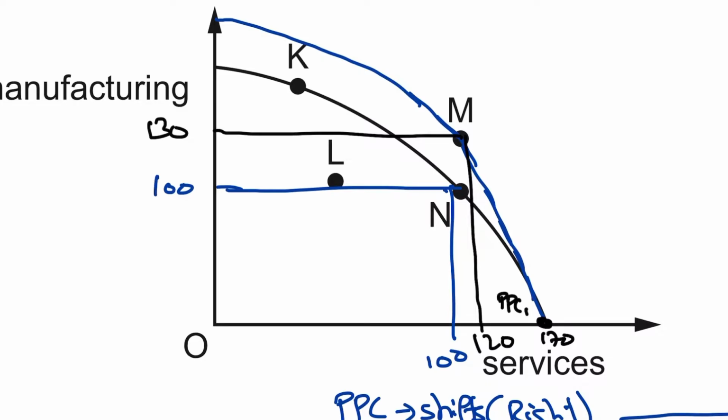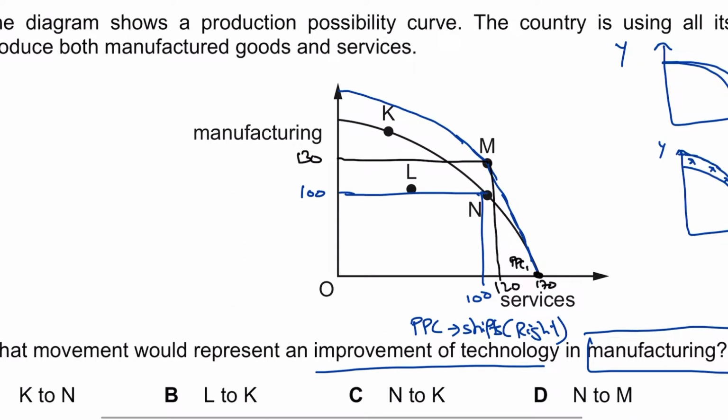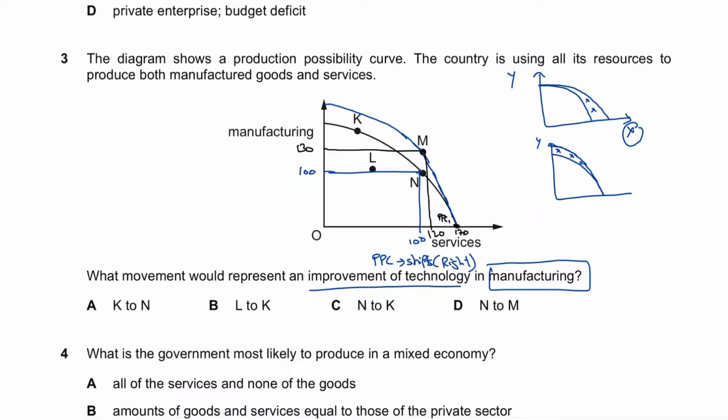So definitely what happens is that when the PPC pivots outwards, we're producing both more manufactured goods as well as more services. So that is why an improvement of technology would result in a movement from point N to point M. So D is the correct answer.